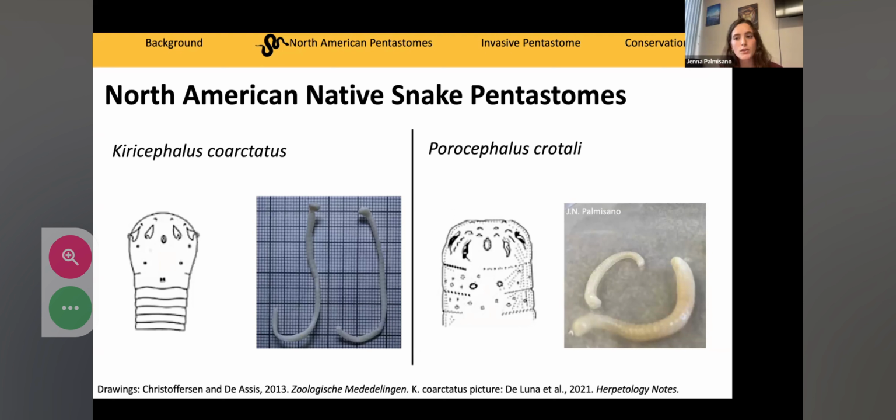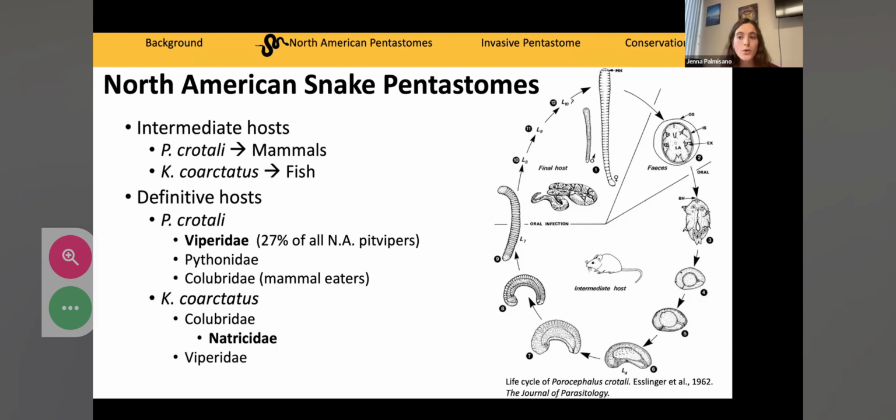Porocephalus crotali uses mammals mostly as intermediate hosts. Location of 27% of North American pit vipers with Porocephalus crotali infections. And on the right, you can see the life cycle of P. crotali and the succession of its molts within the host.